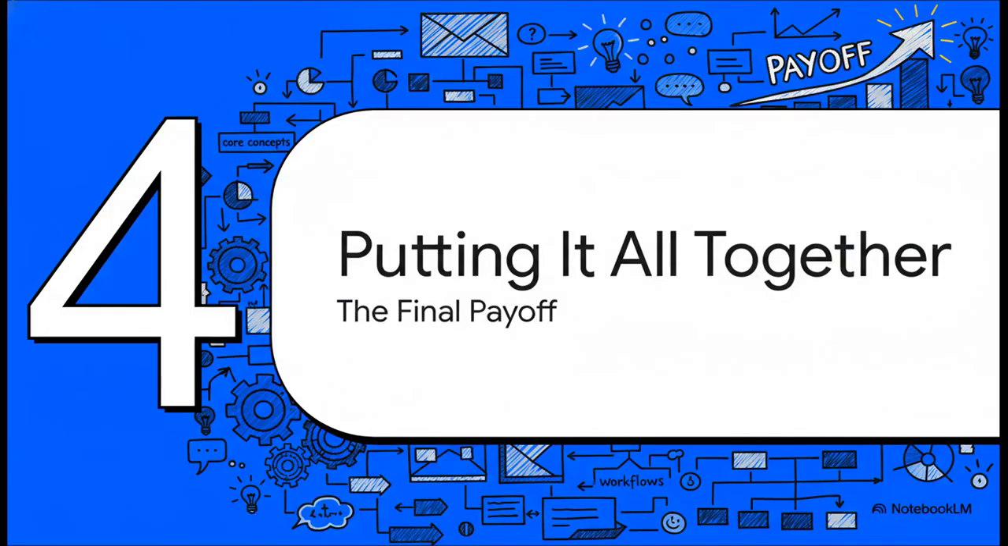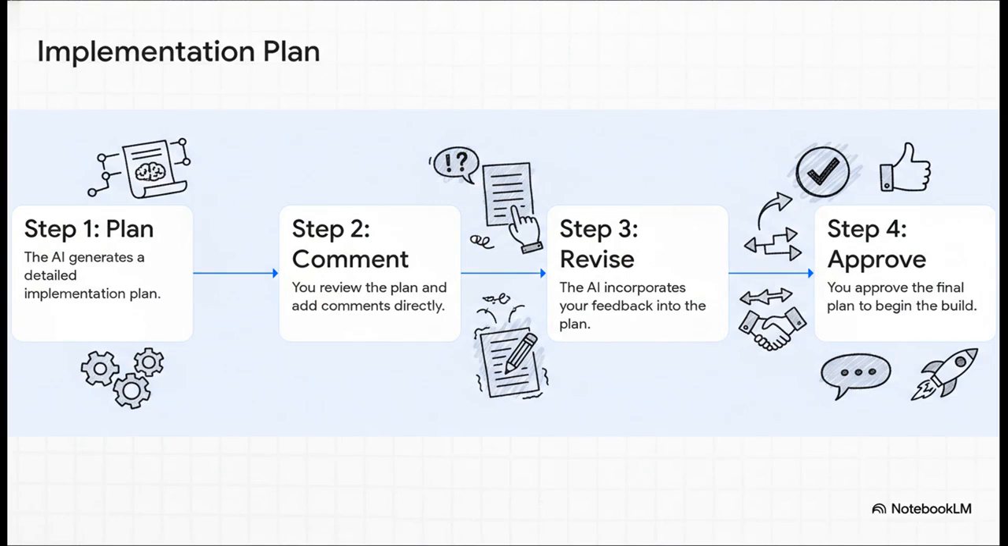So we've covered the setup, the core ideas, and the pro workflows. Now let's see what happens when we put it all together. Let's look at the final payoff. Before anti-gravity writes a single line of code, it shows you an implementation plan. And what's so cool about this is that you can actually review the plan and add your own comments to any line you want. The AI will take your feedback and work it in before it starts building. You are always in the driver's seat.